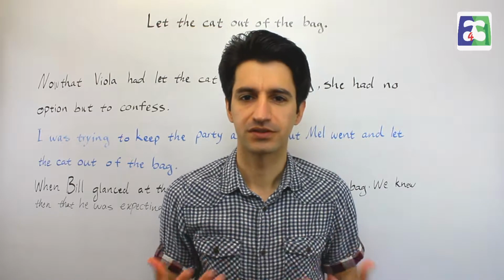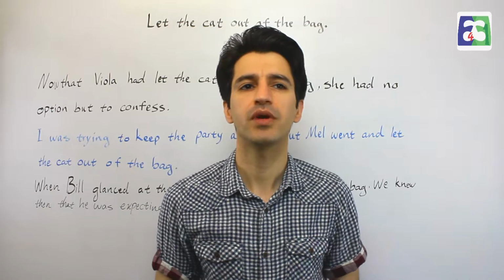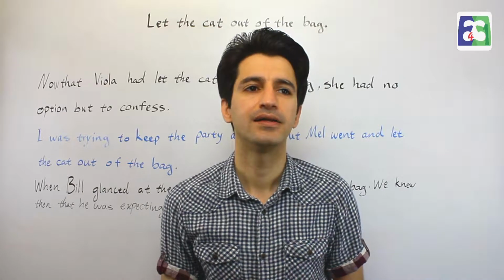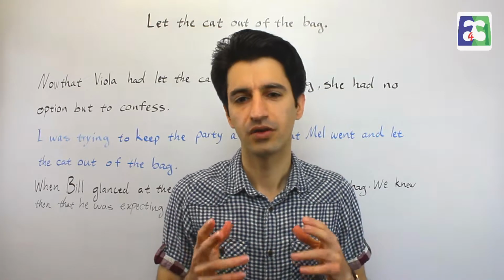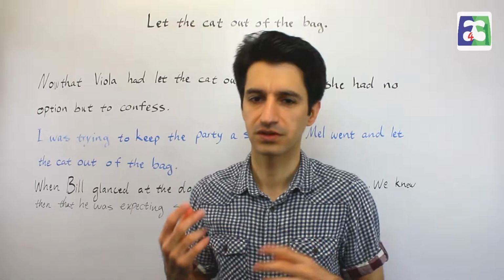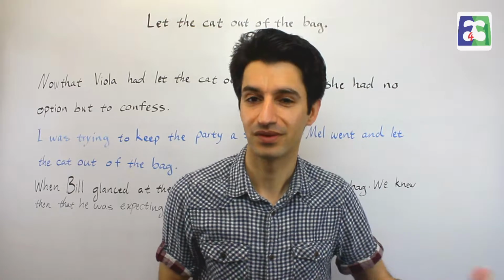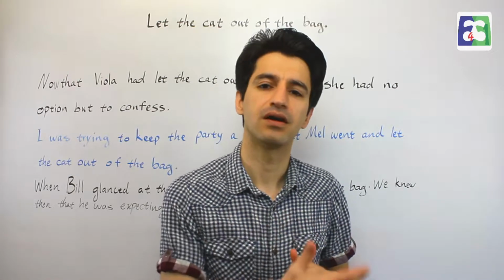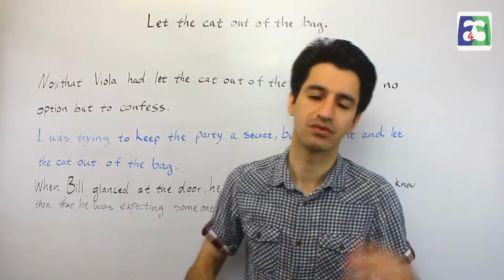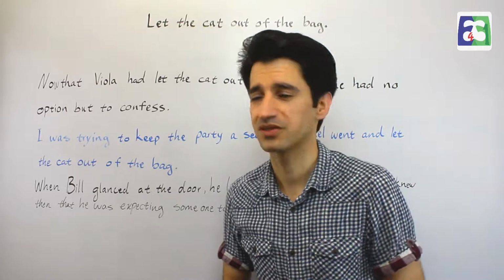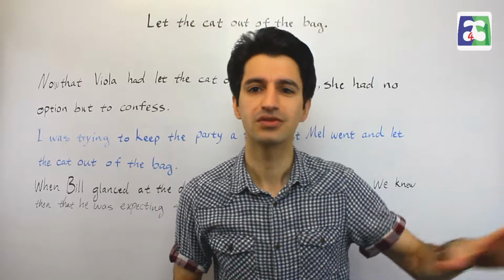This expression is used when we reveal a secret. Imagine a couple of us, two, three, or ten people, know about something. In this town, in this city, in this world, only two of us know what the secret is. Then one goes out and tells people, reveals the secret, and lets others know. Then we say he or she, Mary or John, whoever the person is, let the cat out of the bag, meaning revealed the secret. Let others know about it.